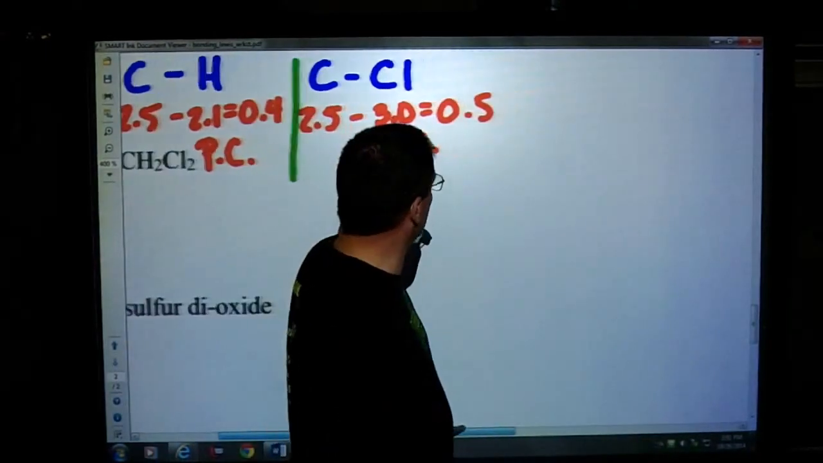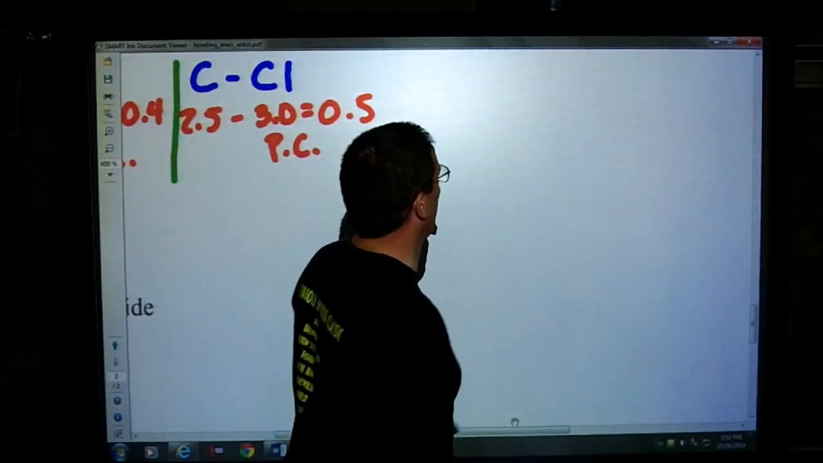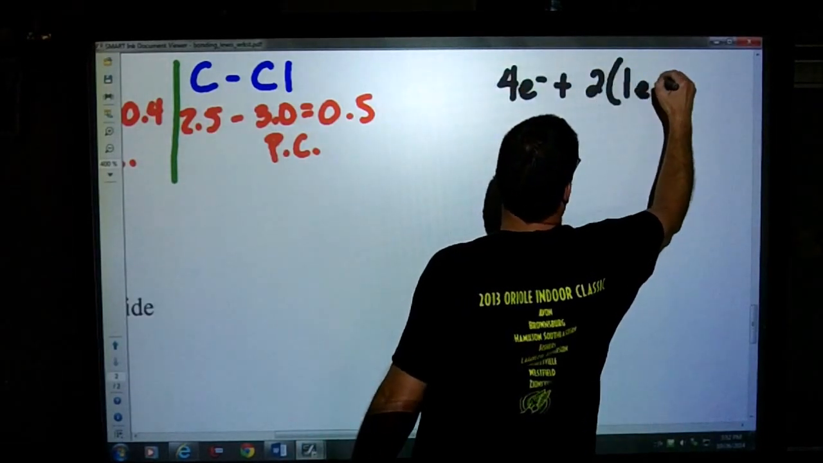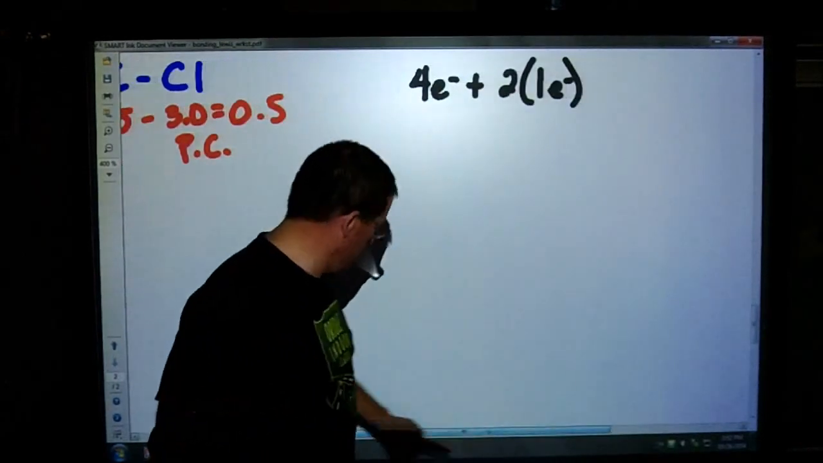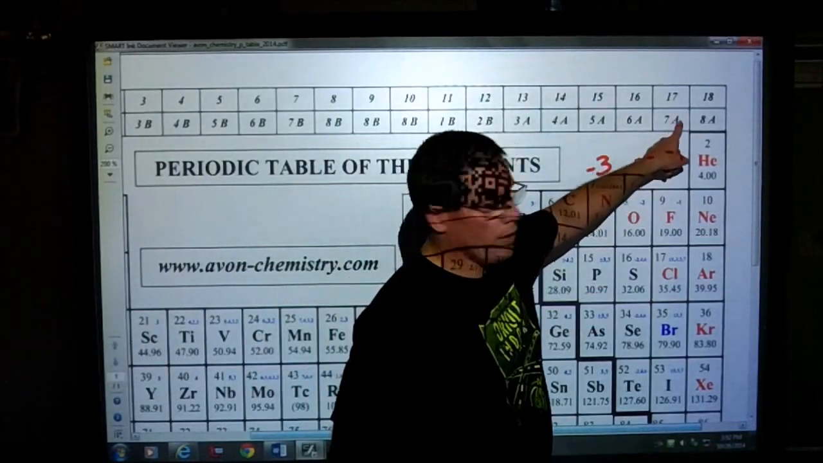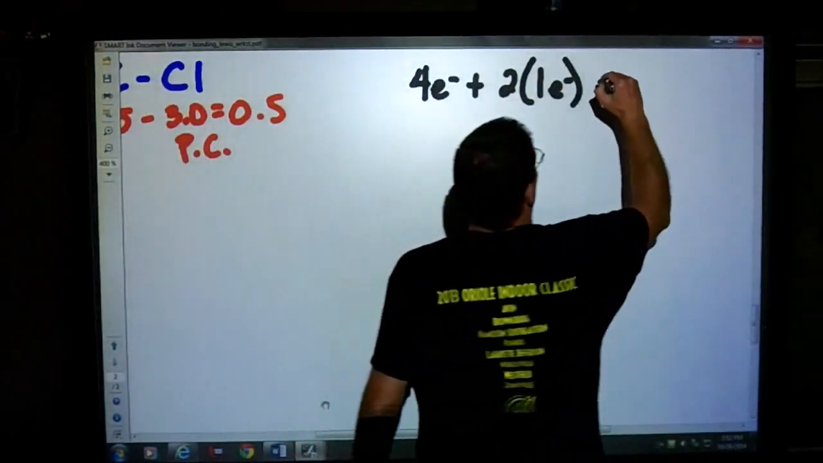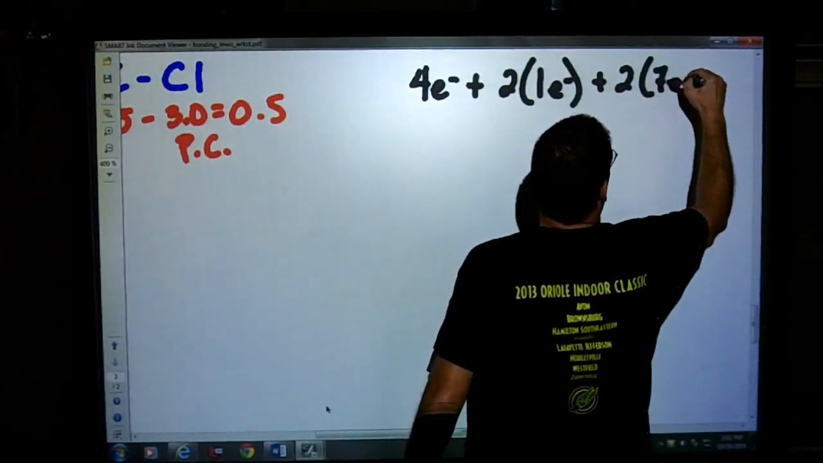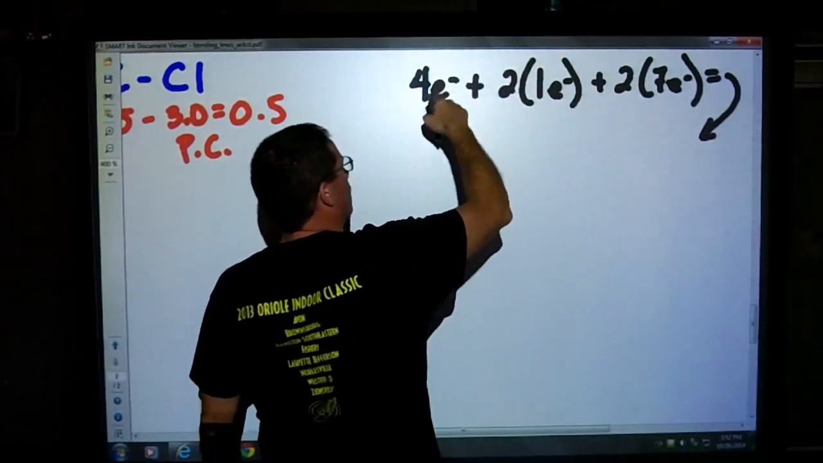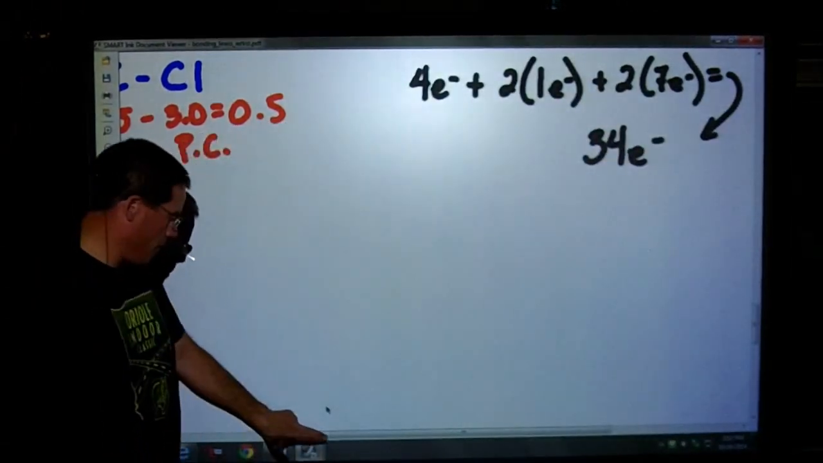So let's get our number of electrons. We have 1 carbon, 2 hydrogens, and 2 chlorines. We know carbon has 4 electrons. We know that hydrogen has 1 electron each. And chlorine, if you look on the periodic table, chlorine's over here. Chlorine has 7 valence electrons, but we have 2 of those. So 2 times 7 is 14, plus 2 is 16, plus 4 is 20. So we have 20 electrons that we're working with in this compound.